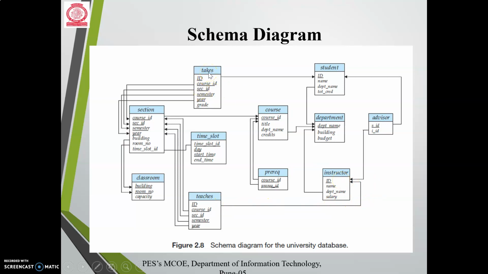Here also text is connected to the section table and student table. So we are referring primary key of student table, primary key of section table in the text.